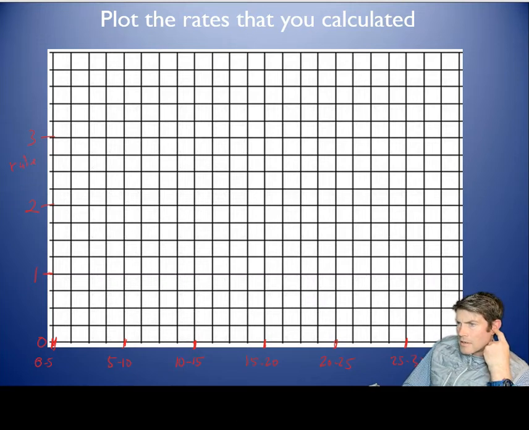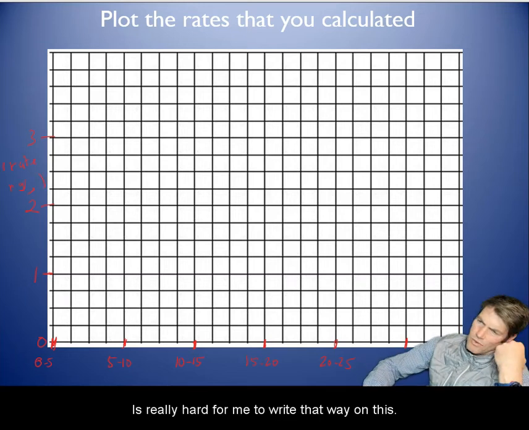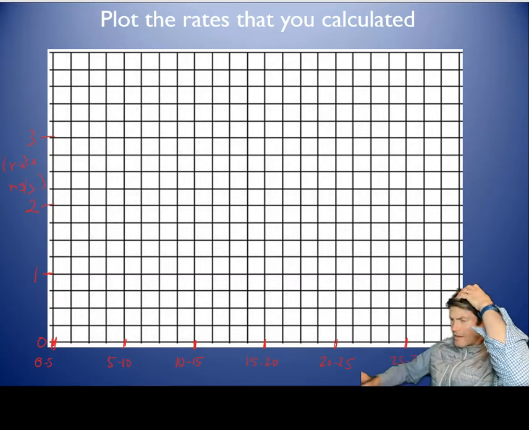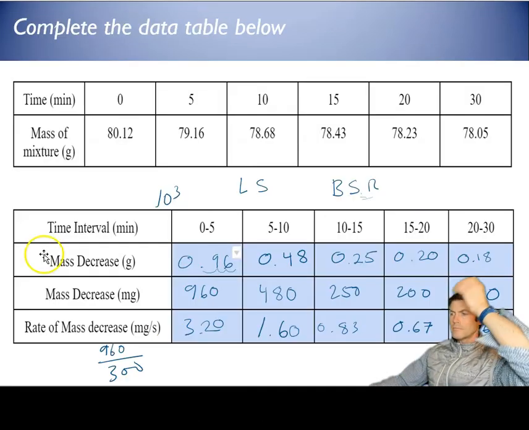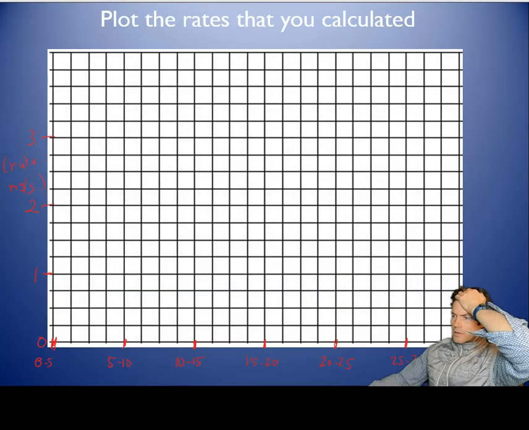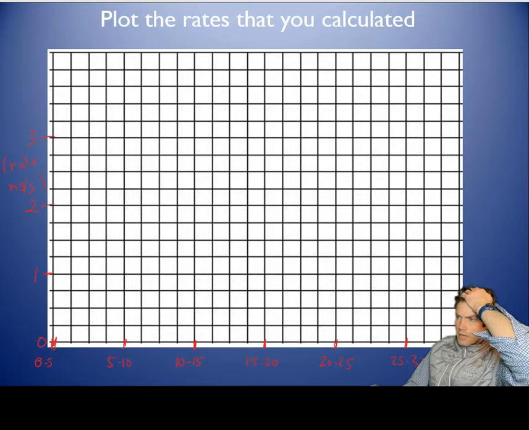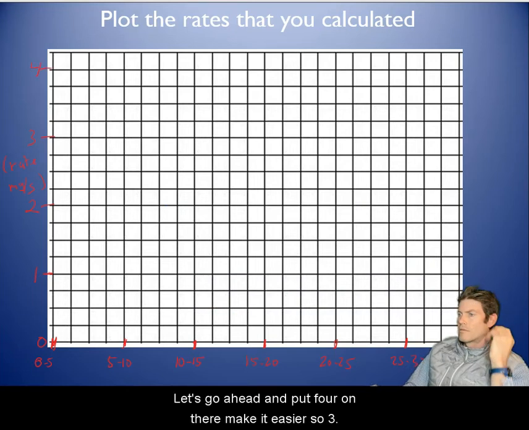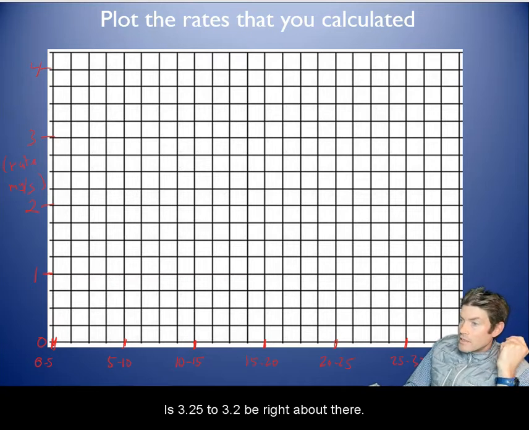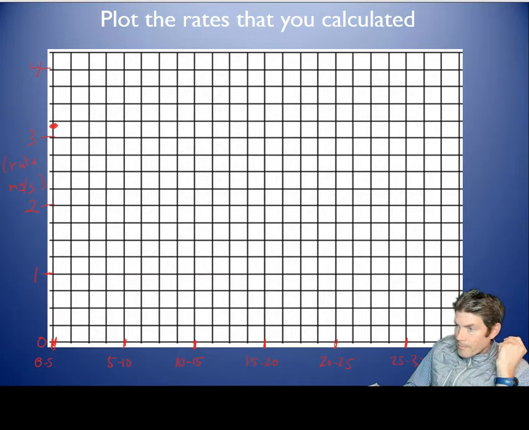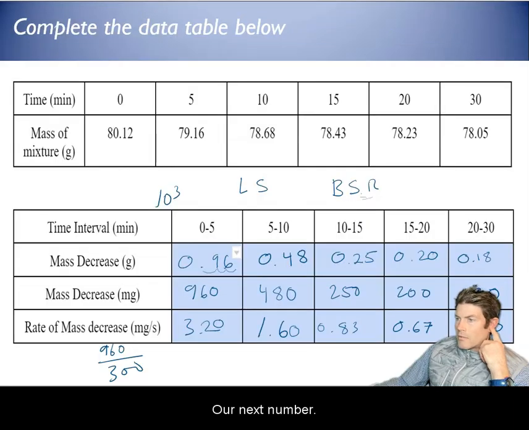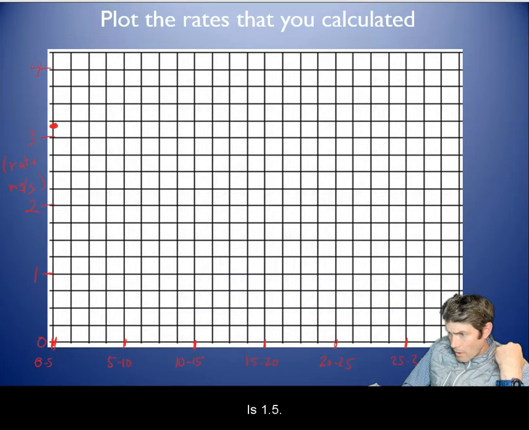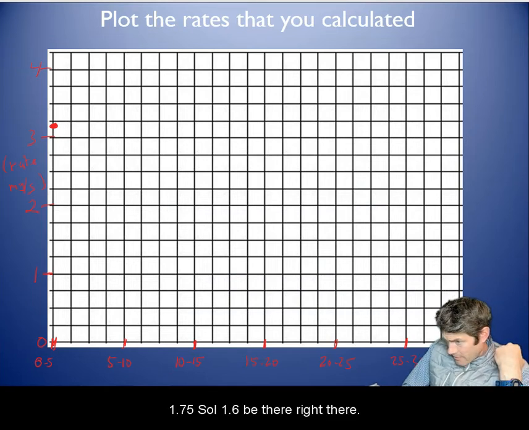So this is rate in milligrams per second. Okay, that's really hard for me to write that way on this. So let's go ahead and do it. The first one, 3.2. So we start here, go 3.2. Let's go ahead and put 4 on there and make it easier. So 3, here's 3.25. So 3.2 will be right about there. Our next number is 1.6. Here's 1.5, 1.75. So 1.6 would be about right there.